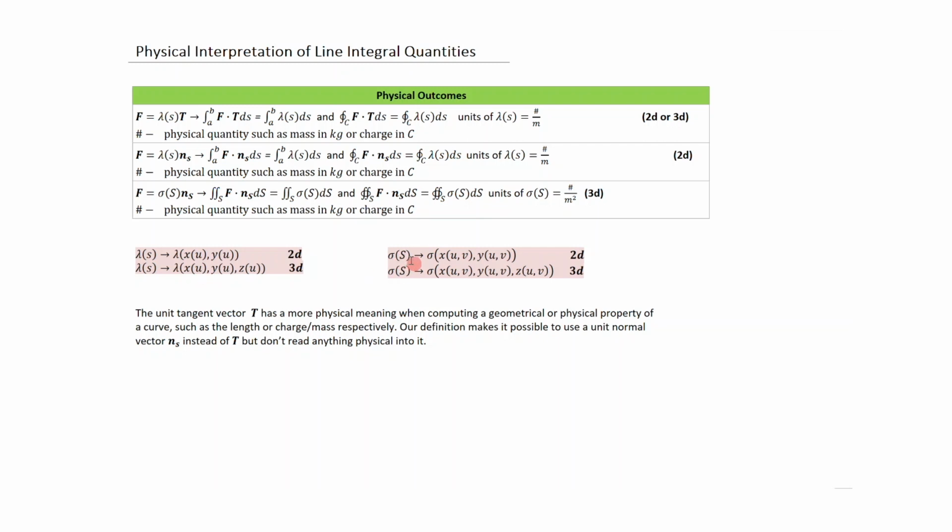If we're dealing with a charge density in 2 dimensions, any type of surface area is parameterized in terms of 2 variables. These new variables are u and v, and so there'll be an x component and a y component. If we move into 3D, the only difference is that we now also introduce a z component, as this becomes an oriented surface. Just as a general reminder, the unit tangent vector t has more physical meaning when computing a geometrical physical property of a curve, such as the length or charge mass, respectively. Our definition, as laid out here, makes it possible to use a normal unit vector n s instead of t, but don't read anything physical into it.